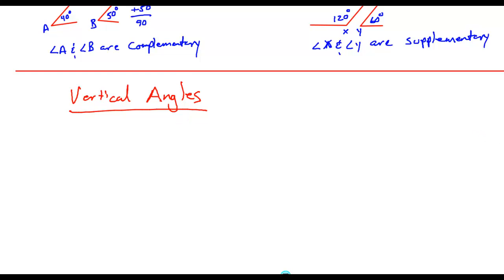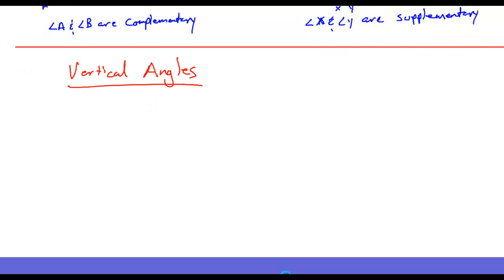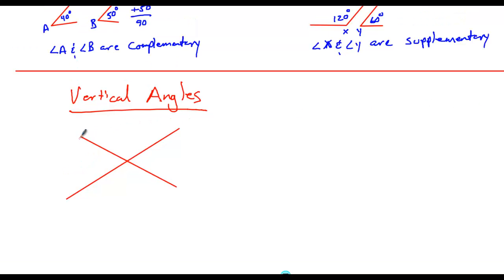Vertical angles. Okay, vertical angles. I'm going to draw a picture of them real quick. Okay, vertical angles are the easiest to draw. So there are some vertical angles. We'll get more into it here in a second. Just put our arrows on the end. And we're going to number these angles all the way around. So 1, 2, 3, 4.